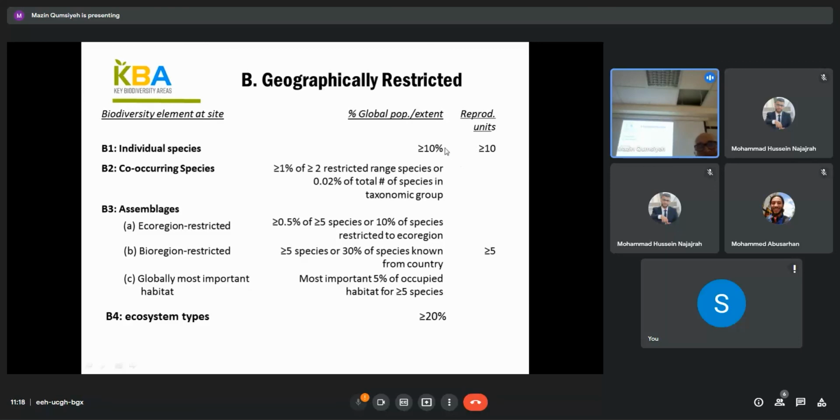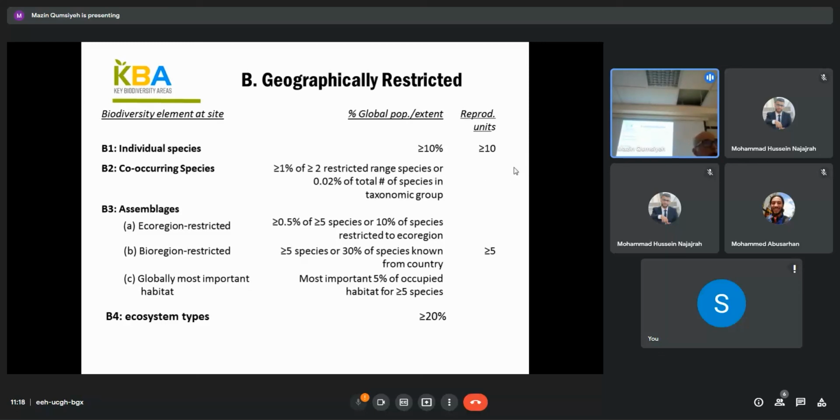But sites that contain at least 10% of a population of a species, any species, even if the species is not threatened, that's not a question. Globally, 10% globally. 10% globally, yes.